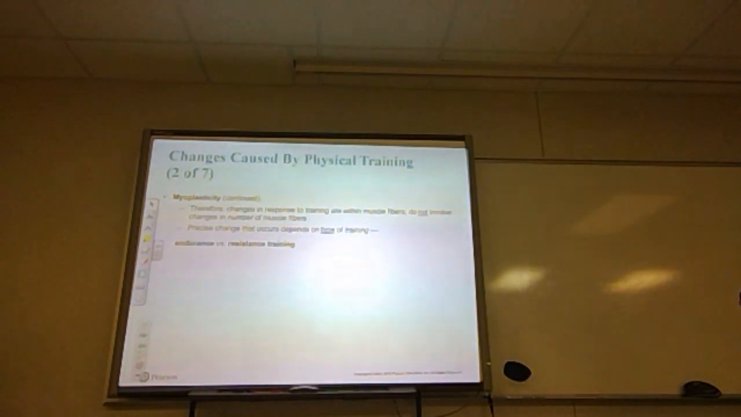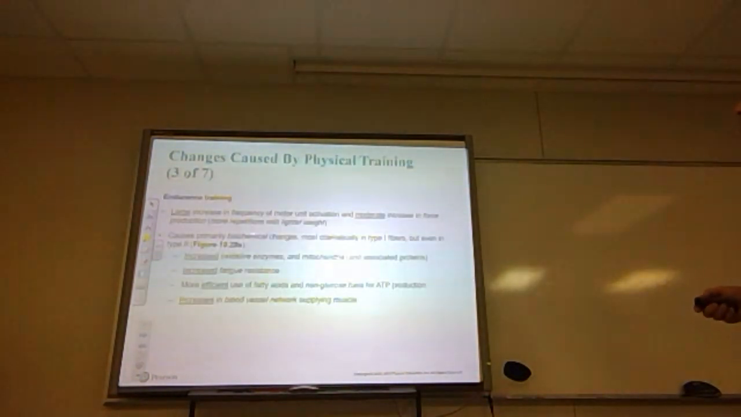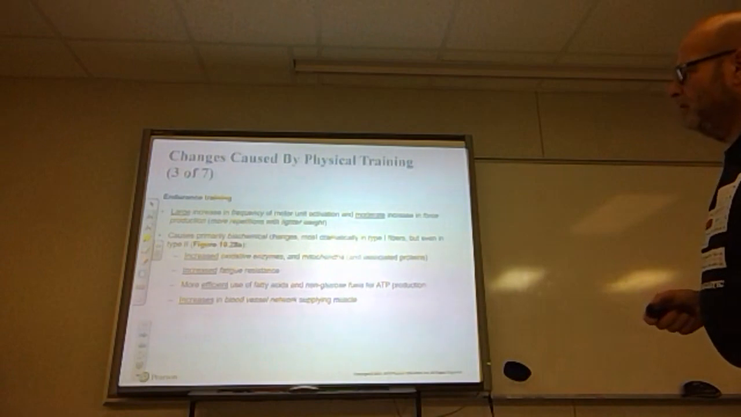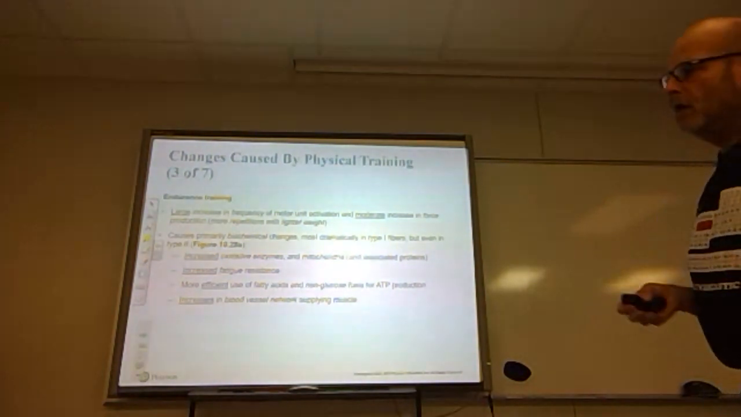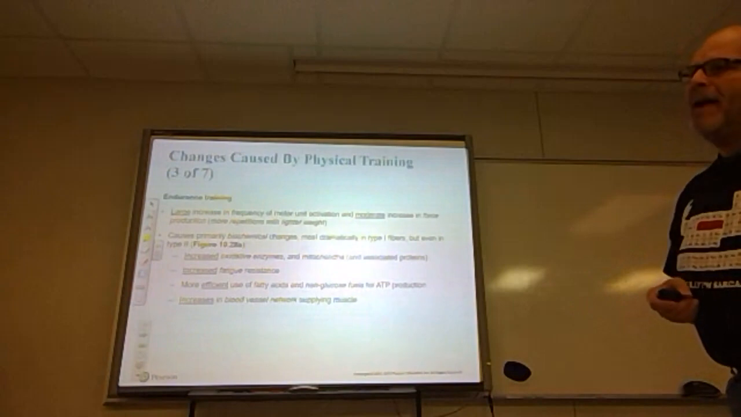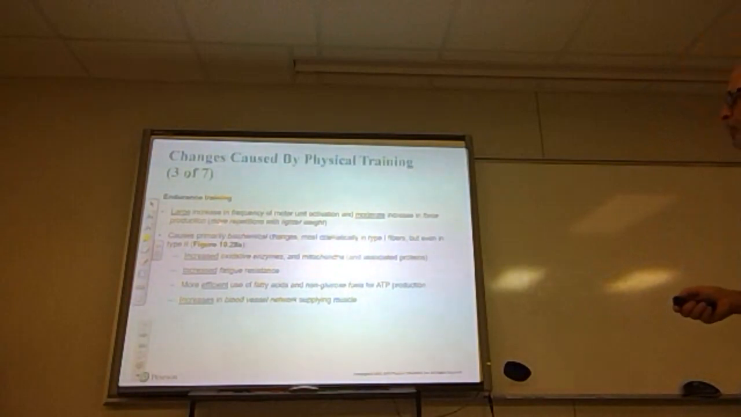The precise change that occurs depends on the type of training, endurance training versus resistance training. Endurance training, you have a large increase in frequency of motor neuron activation, moderate increases in force production, more repetitions with a lighter weight. Again, this would be the folks who are doing endurance training. They're training to run marathons or swim long distances or climb mountains or whatever. They use more repetitions with a lighter weight.